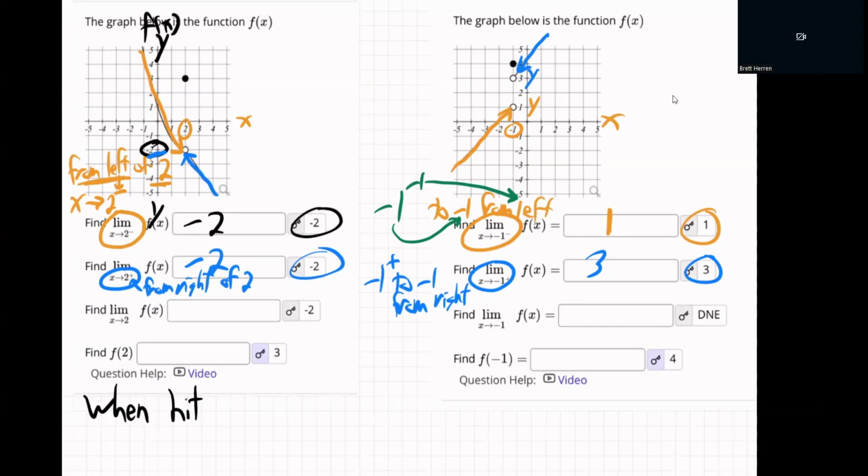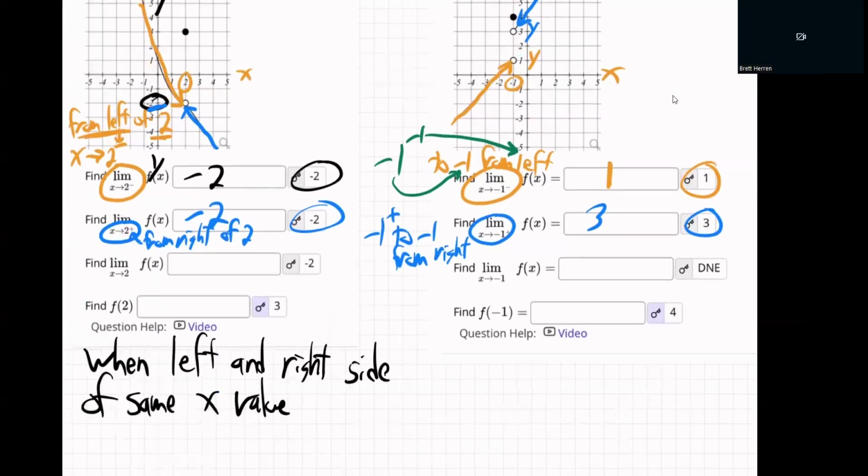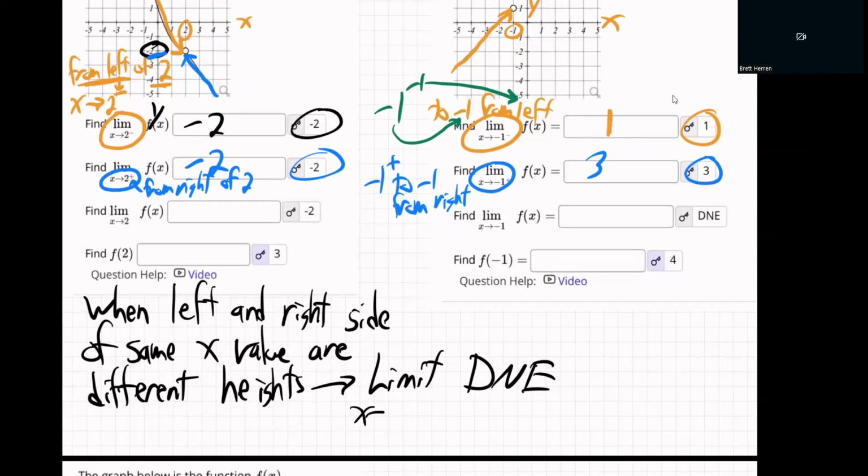When they hit at different heights, when the left and the right side of the same x value are different heights, or y values, then the limit does not exist at that x value. D and E stands for does not exist.